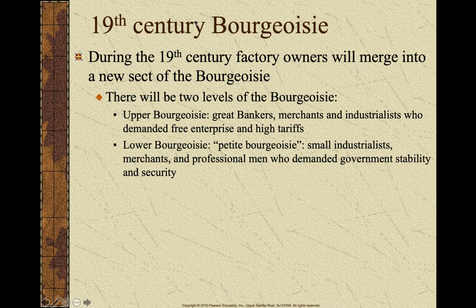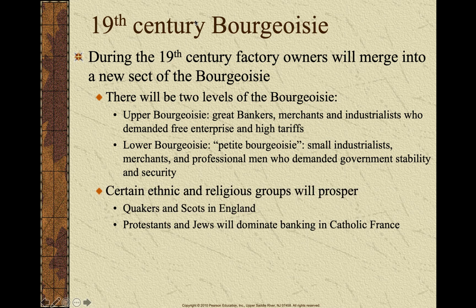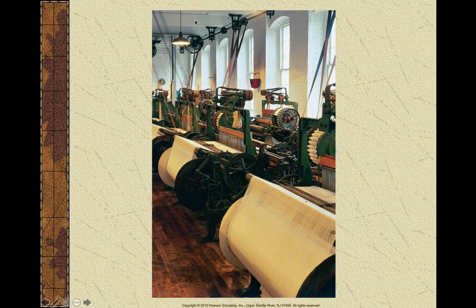But the bourgeoisie, ladies and gentlemen, versus the proletariat. You have the bourgeoisie, more affluent, the proletariat, less affluent. We're going to see, especially when we get into socialism and communism, this battle between the two groups. Okay, we're going to see certain ethnic and religious groups really prosper with capitalism. We're going to see the Quakers and Scots in England, Protestants and the Jewish community start to dominate certain industries such as banking in Catholic France. And so we're going to see, ladies and gentlemen, some serious social movement within the Industrial Revolution. Okay, and here's just a picture of some early machines, ladies and gentlemen, from the Industrial Revolution.